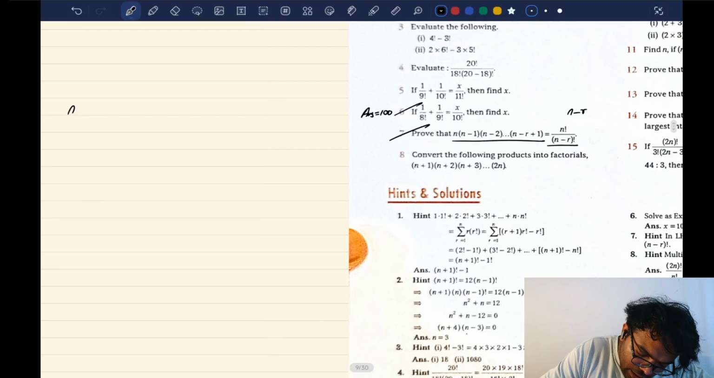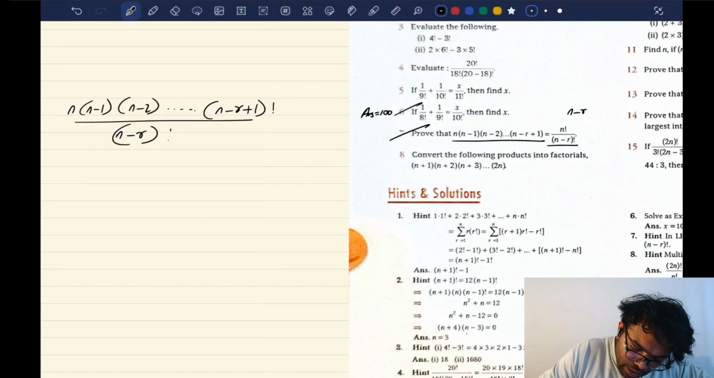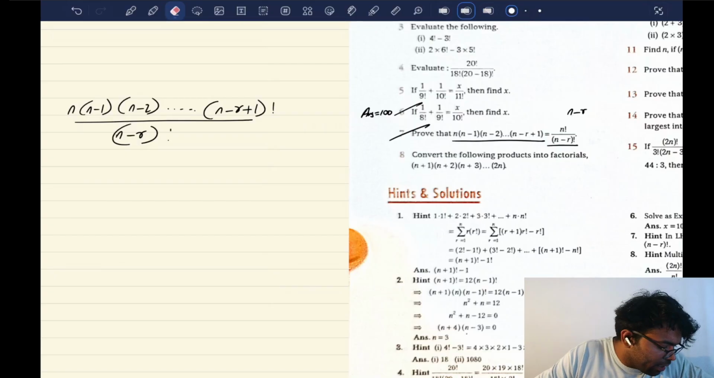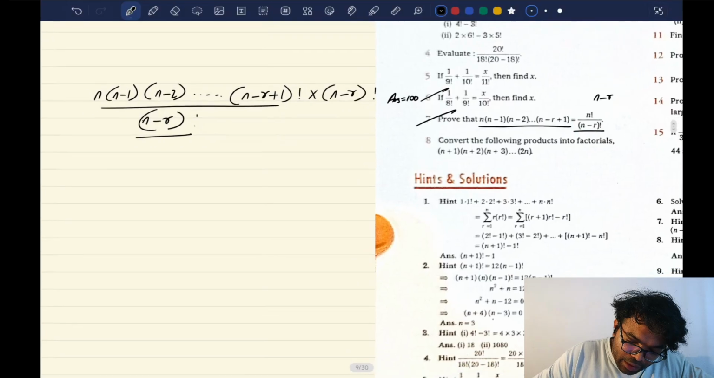you have n into n minus 1, n minus 2, dot dot dot, n minus r plus 1 factorial upon n minus r factorial is equal to n factorial upon n minus r factorial. Now we have to prove this. So you multiplied and divided the numerator and the denominator by n minus r factorial. The denominator is n minus r factorial multiplied by n minus r factorial. Okay, so what do you get?